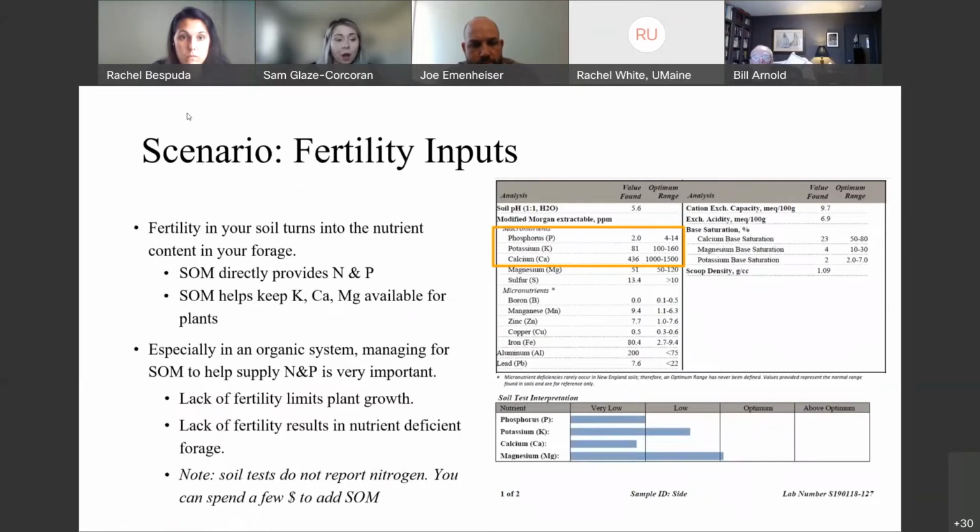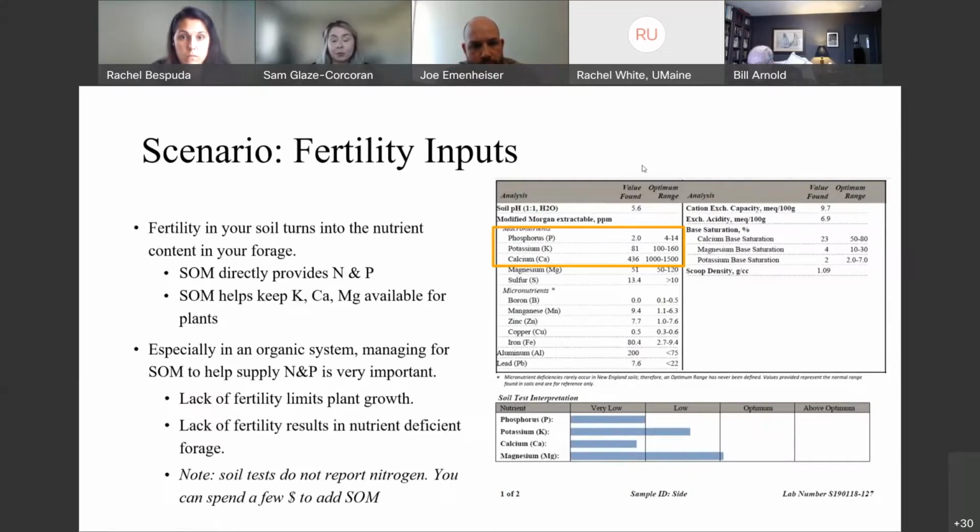So we know that these fertility inputs are going to directly relate to the nutrient content in your forage. We can't have nutrients in our forage that we don't have in our soil in the first place, right? The good old matter cannot be created or destroyed. So soil organic matter can directly provide nitrogen and phosphorus.